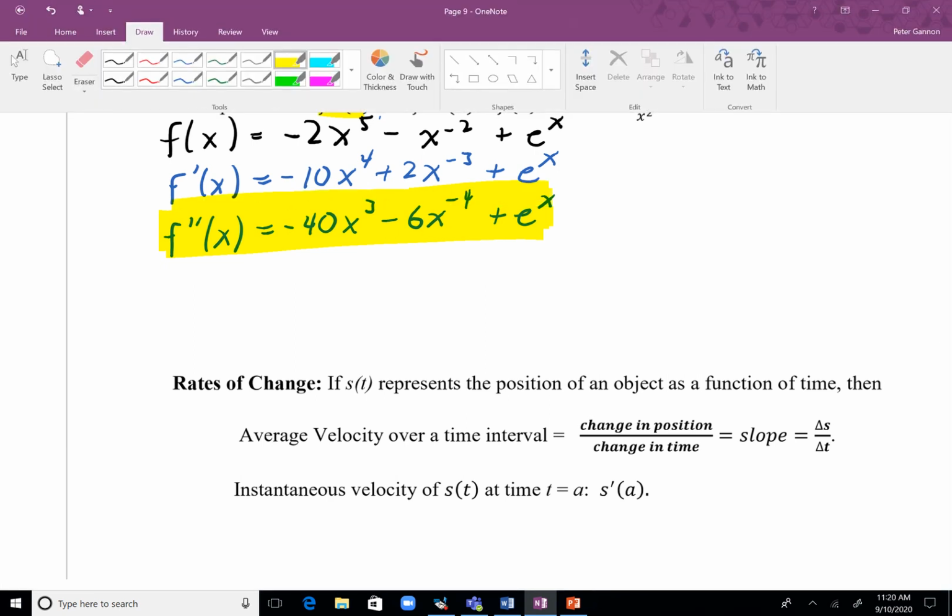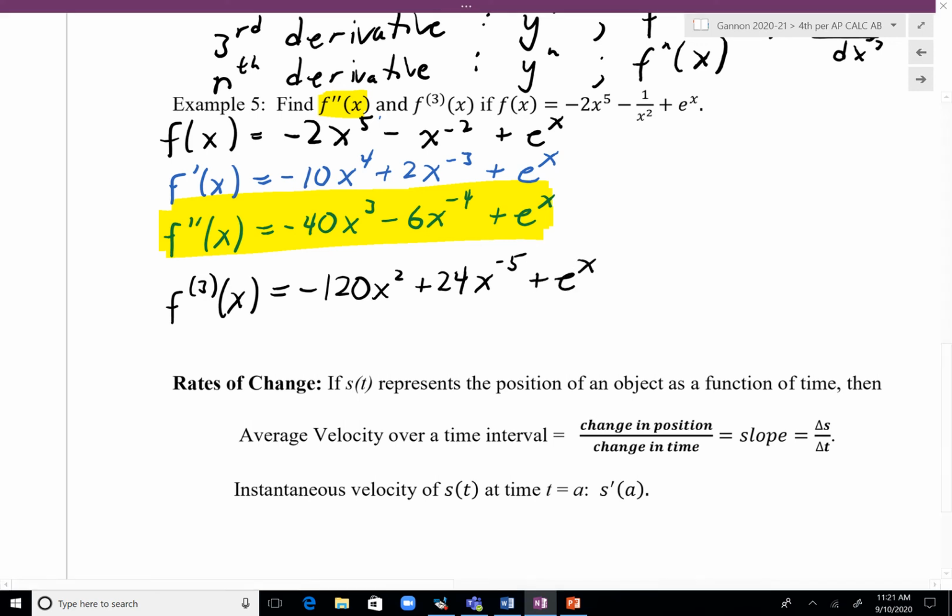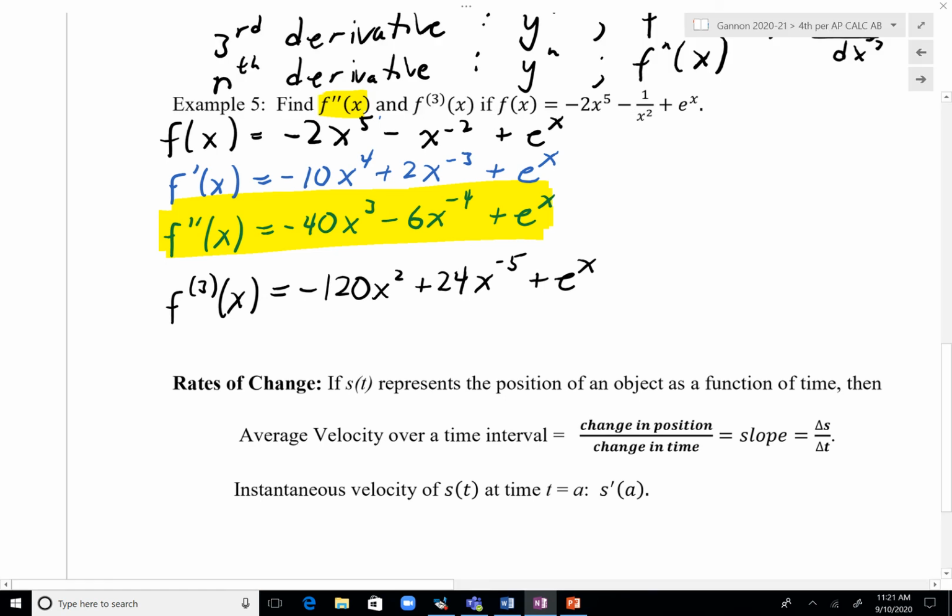We also are asked to find the third derivative. So the third derivative of f is going to be the derivative of the second derivative. So we take our second derivative and apply the power rule for negative 40x cubed. So 3 times negative 40 is negative 120x squared. Apply the power rule for this middle term. We're going to multiply by negative 4, so that's positive 24x. Remember, we're reducing by 1, so that's negative 5, plus e to the x. And we can continue to do that as long as the derivatives exist. We could find a fourth derivative, we could find a fifth derivative, as long as those derivatives keep existing and don't just become 0.